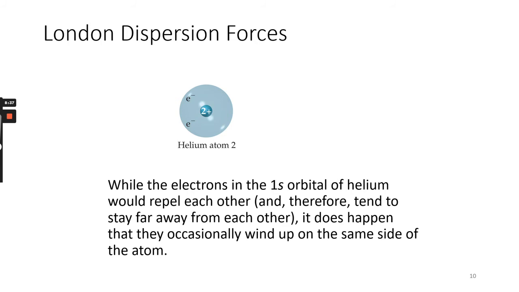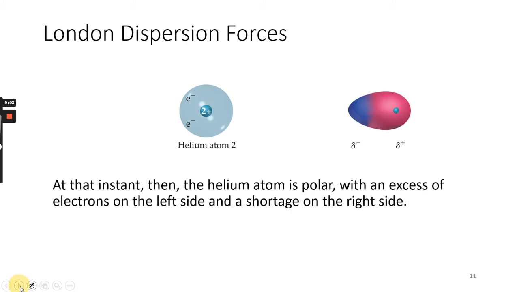So let's kind of step through this. So here we have our helium, where there is a probability where the 2 electrons will be on one side, okay? This is because the electrons are moving, and in any split second of time, you might have this happen. Okay, so the electrons in a 1s orbital of helium normally would repel each other and therefore tend to stay far away from each other. But it does happen that occasionally they will wind up on the same side of the atom. When that happens, they form a dipole, and this is how we're going to represent our dipoles.